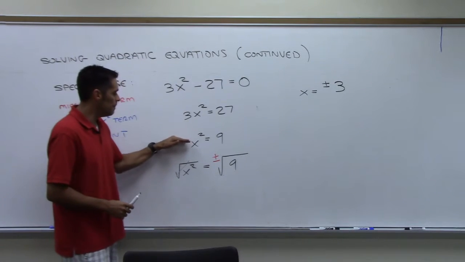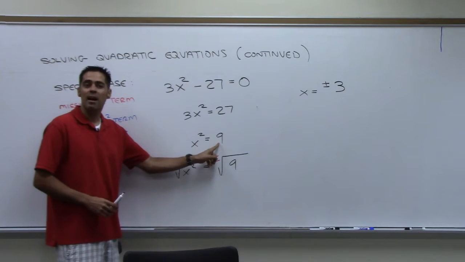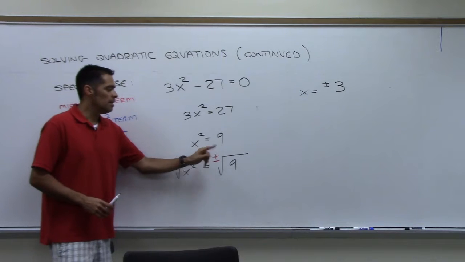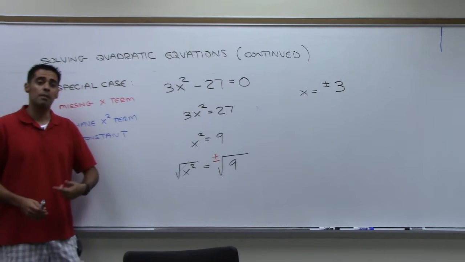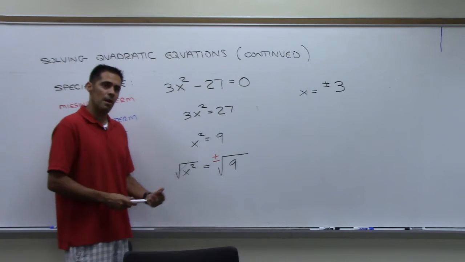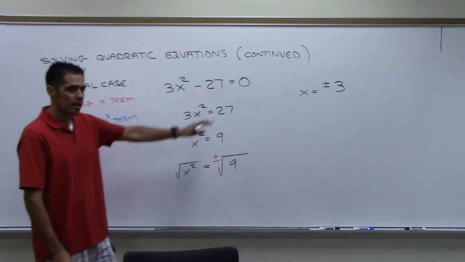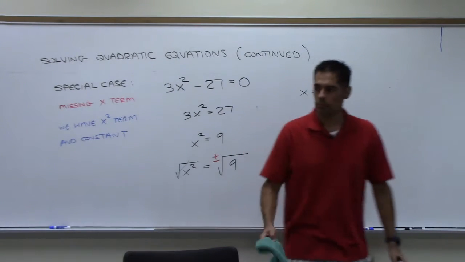The reason why we have to do plus or minus is because if I come in here and tell you, hey, guess what? Some number squared is 9. Then it could be 3, right? 3 times 3. Or it could be negative 3 times negative 3. So there are two possible answers, right? So there they are. Got it?